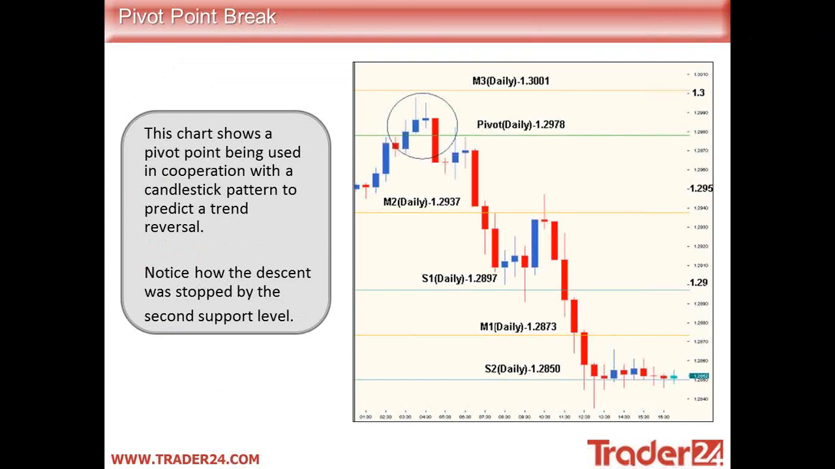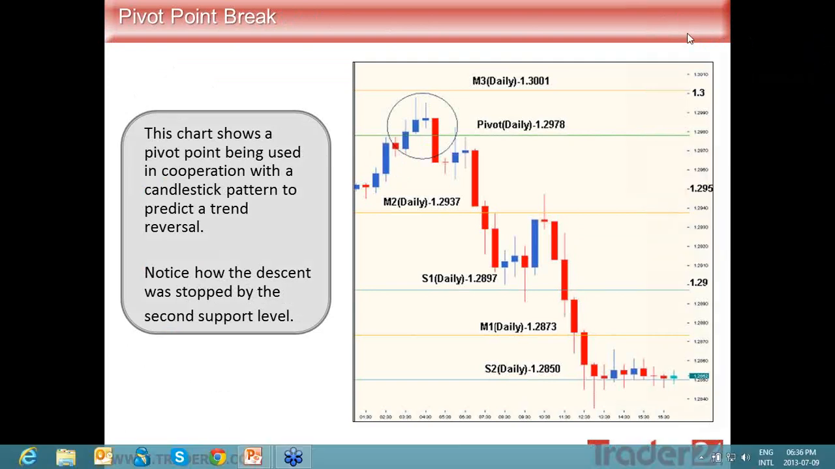Okay, so here let's have a look at a technique that we can use. This chart shows a pivot point being used in cooperation with candlestick patterns to predict a trend reversal. So what we see happening here is the price approaching our pivot point. What we're hoping is that we're going to get some kind of resistance off the pivot point if we're looking to short. We do see that happening. Let me get my tool again. We do see that happening with our candlesticks.